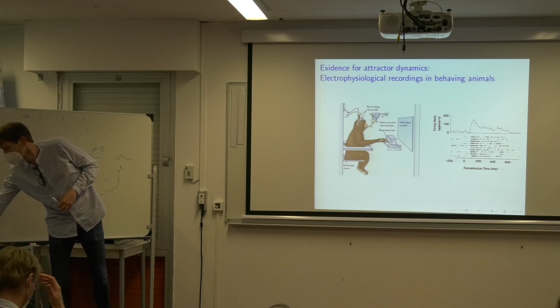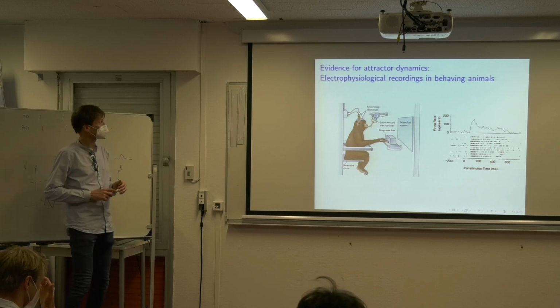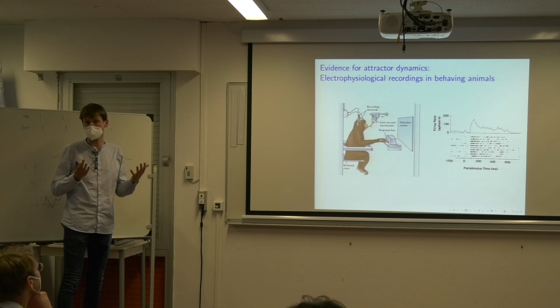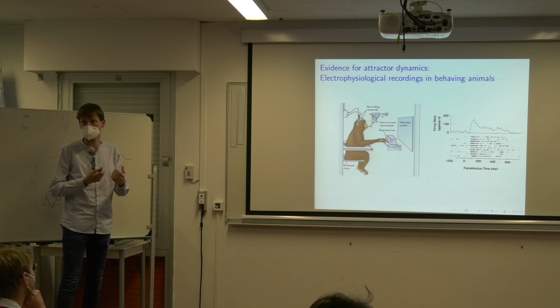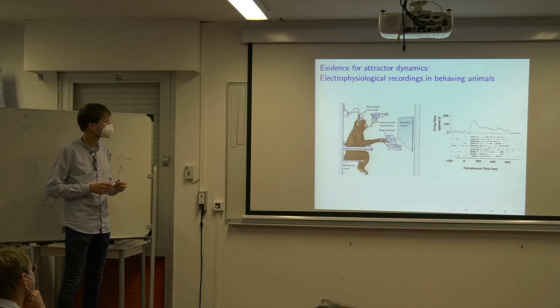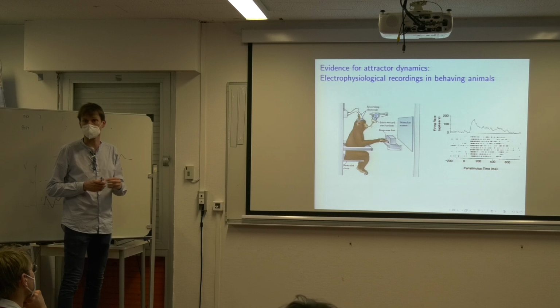I just want to show you some basic experimental evidence for this phenomenon of attractor dynamics. So the fact that networks have these stable states, and they can use them to store information in short-term memory.